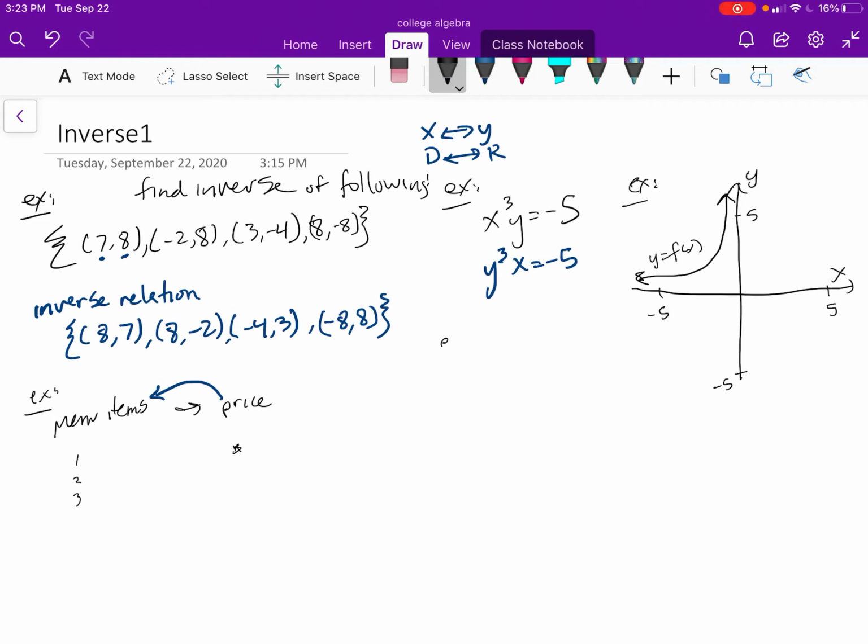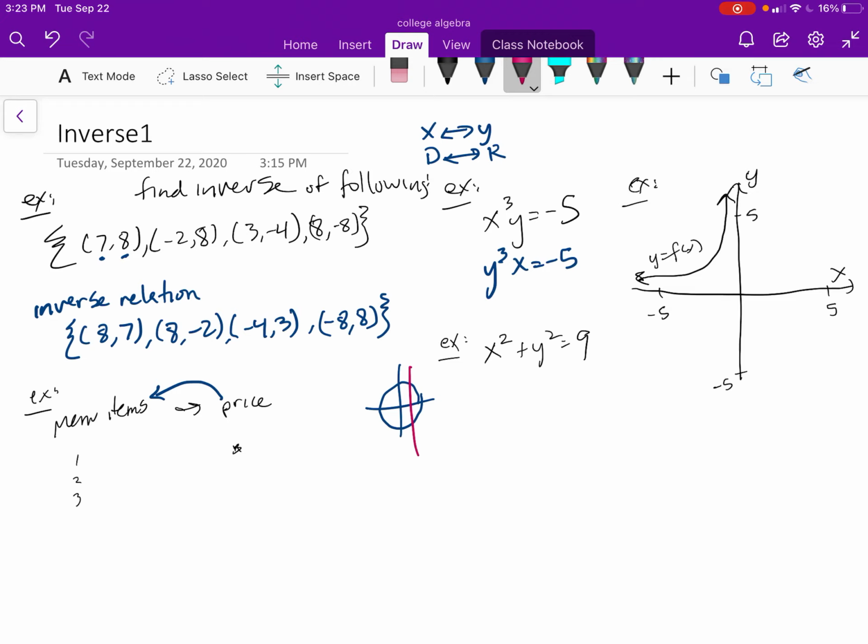I could add another example here. We had circles, x squared plus y squared equals 9, a circle with radius 3, right? Well, if I change the x and the y in this example, it does nothing. But this relation was not a function, right? Because I knew it was a circle with radius 3, and it didn't pass the vertical line test. So it wasn't a function.